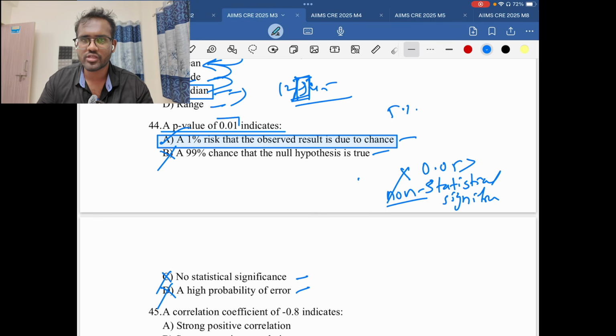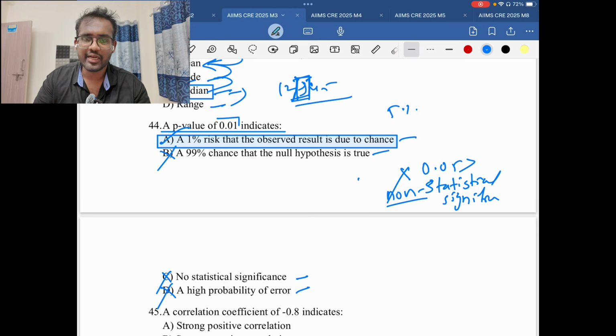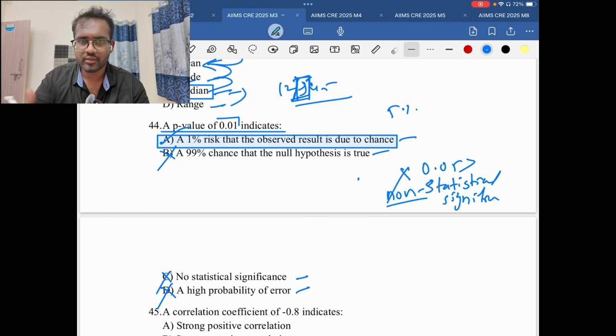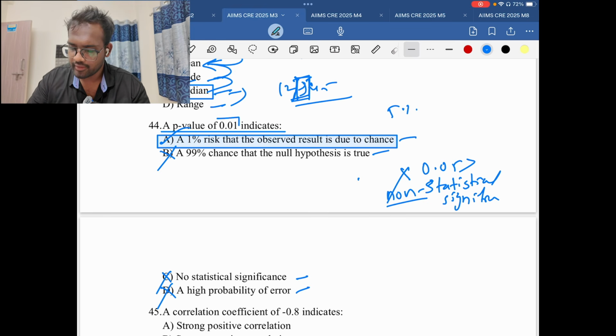It is very confusing, but you need to study very well. This I have explained in detail in my notes. You can just go through it once. It's very easy to understand.